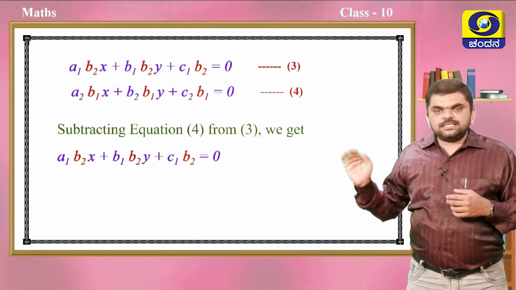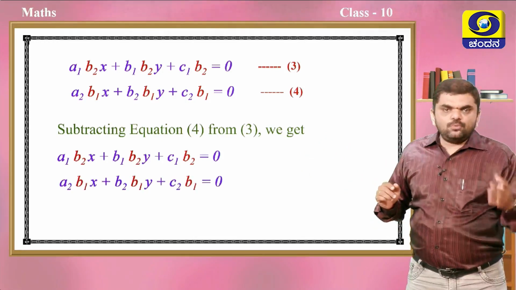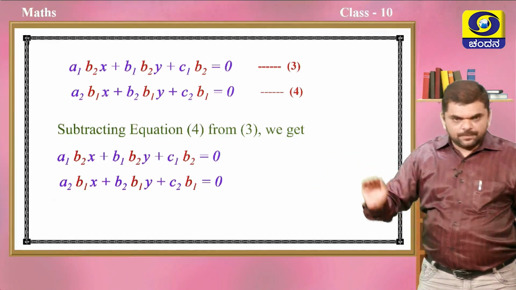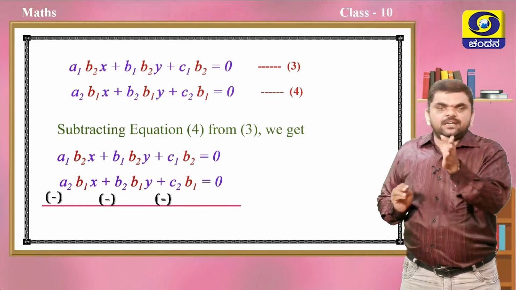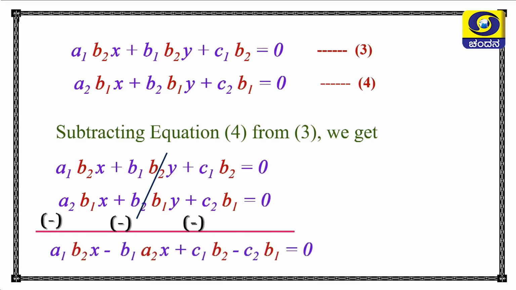So by subtracting equation number 4 from 3, we will get a1 b2x plus b1 b2y plus c1 b2 is equal to 0, and one more equation, a2 b1x plus b2 b1y plus c2 b1 is equal to 0. Now subtract. While subtracting, the signs of the second equation automatically change. Now b1 b2y and b2 b1y get cancelled, and then the answer is 0. Now a1 b2x minus b1 a2x plus constant c1 b2 minus c2 b1 is equal to 0.